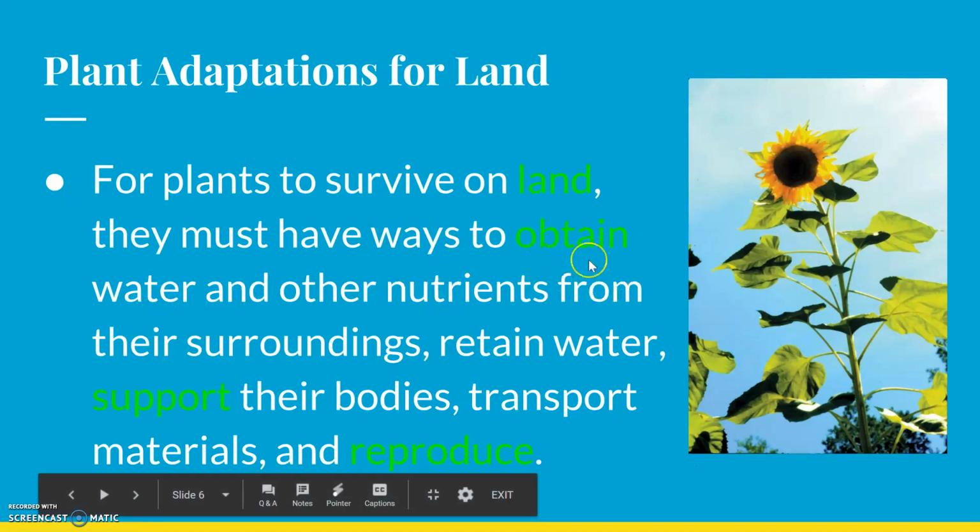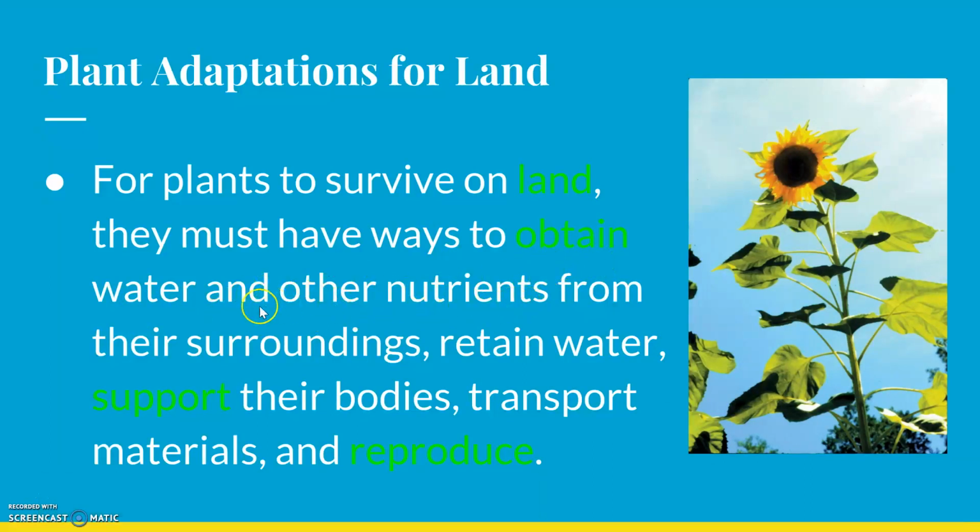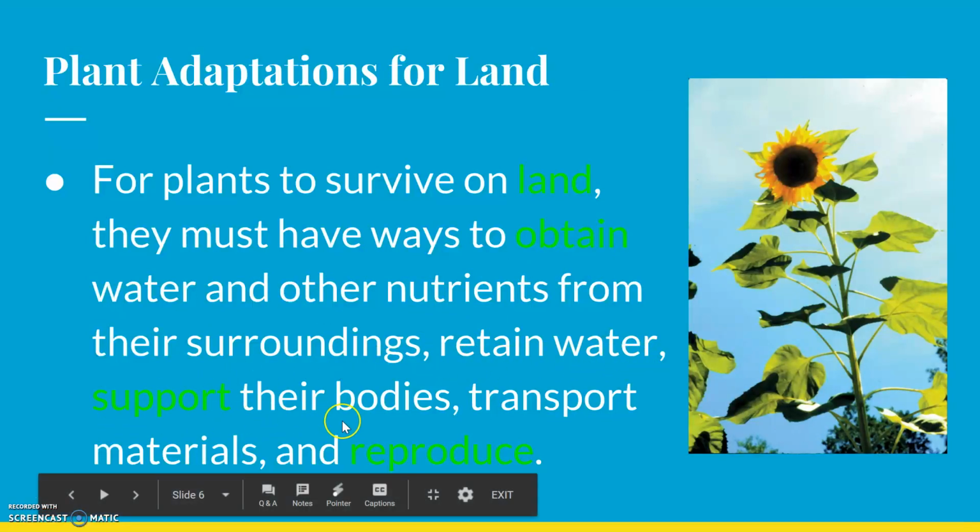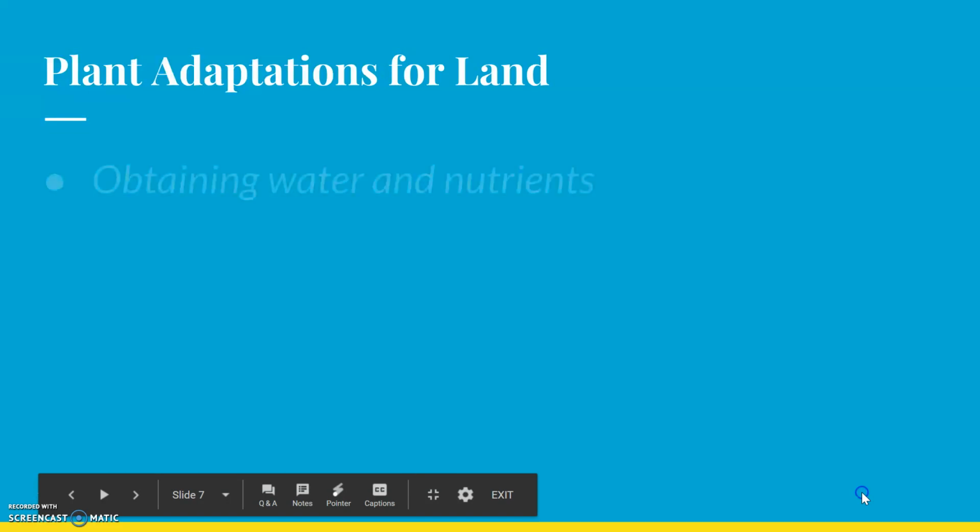They have to be able to get water, because if they're not floating right on top of it, they have to figure out a way. They have to get other nutrients. Once they have the water, they have to retain it. They have to be able to support their own bodies. Notice the sunflower is standing straight up. And they have to be able to transport materials and reproduce. So there's a lot to do here. Think about it. The roots of the plant are down here. All the nutrients are in the roots, but this leaf way up here needs those nutrients. So it's got to be able to push those nutrients up through the stem into that leaf. So that's going to be one adaptation that plants need in order to live on land.